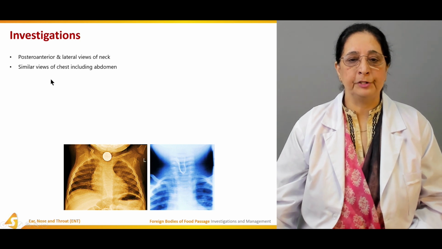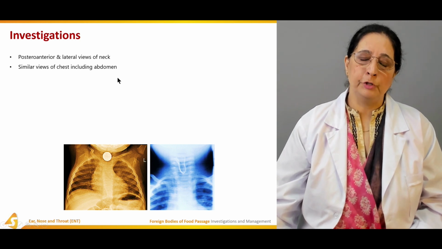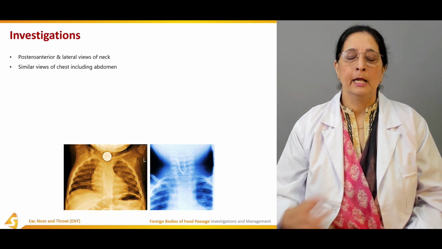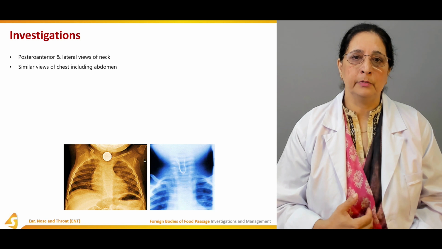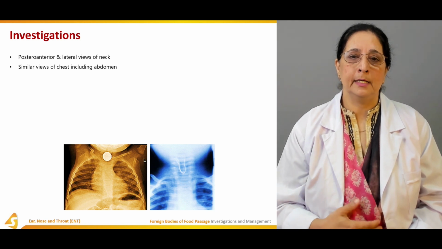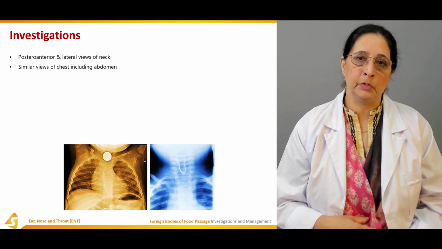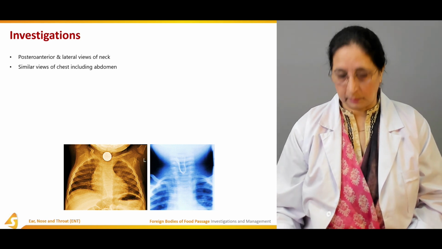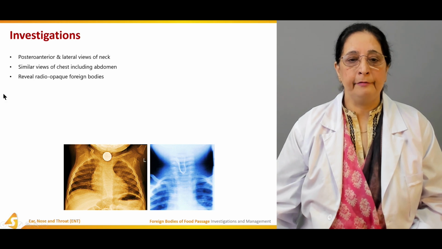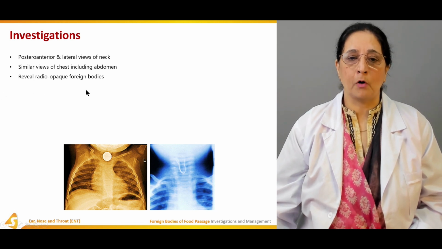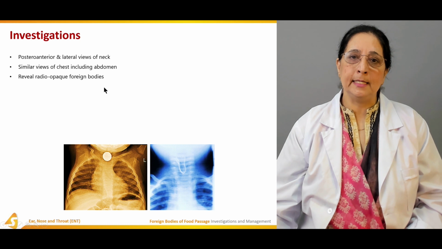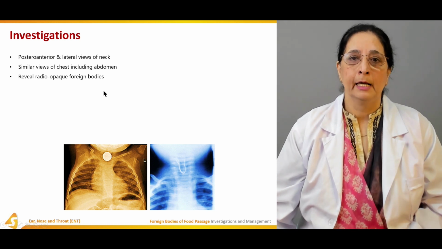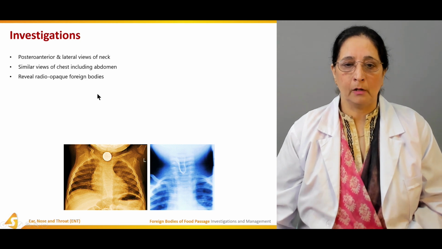Similar views of the chest, including the abdomen, can be performed, and we can see the foreign body that has passed through the esophagus and may now be in the intestine, in the duodenum or ileum. That can be easily observed also. X-rays reveal radio-opaque foreign bodies, so it can easily reveal radio-opaque objects.